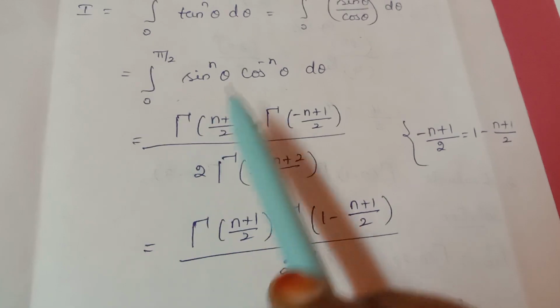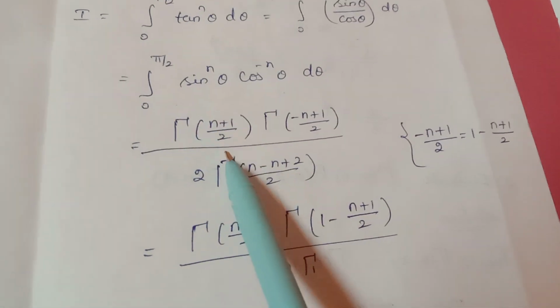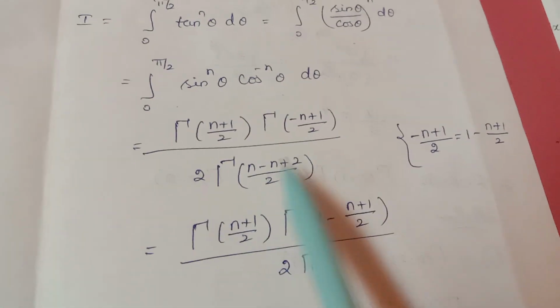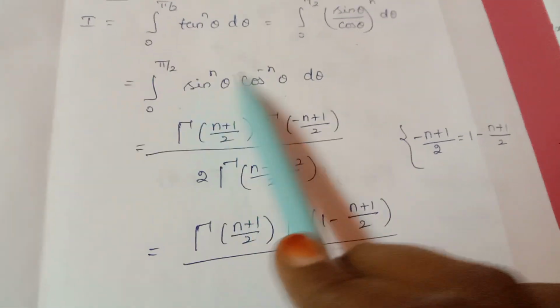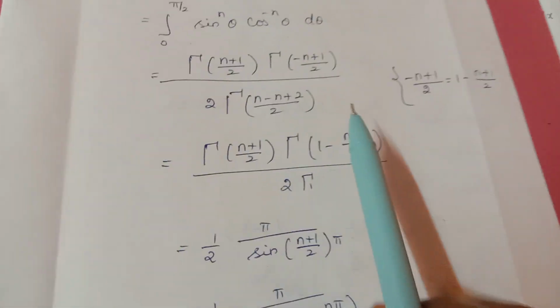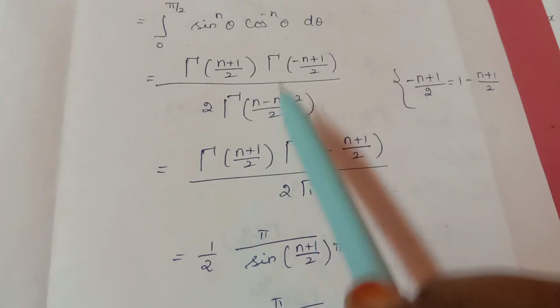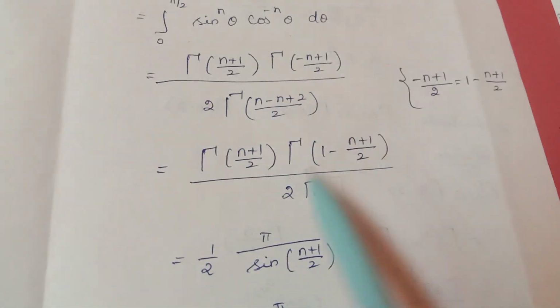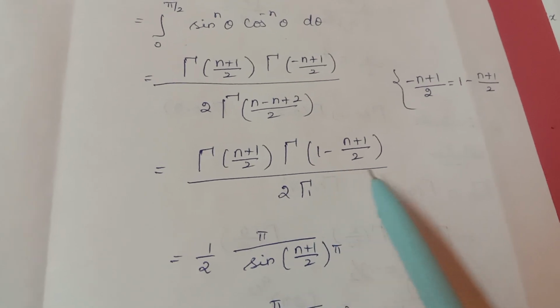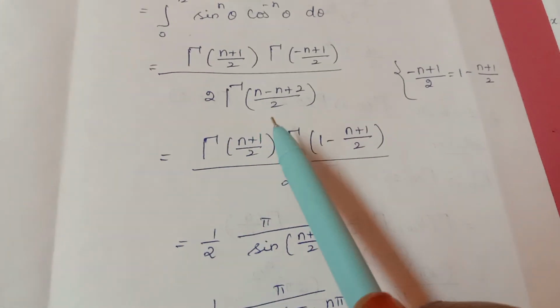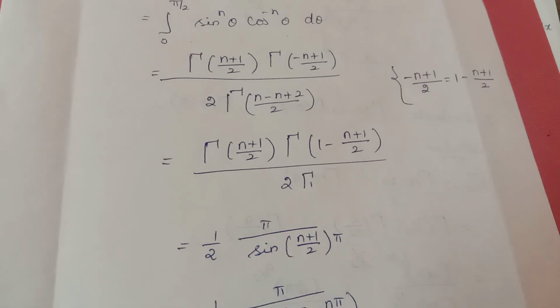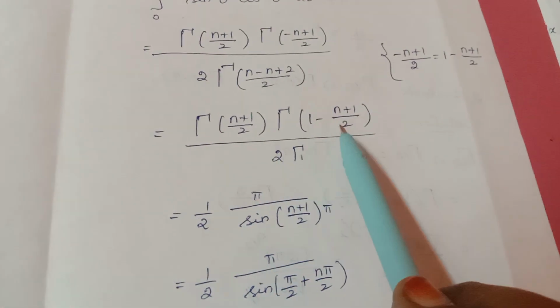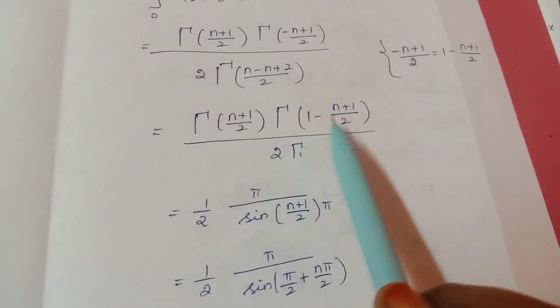So what's the formula for this one? Gamma of n plus 1 by 2 into gamma of minus n plus 1 by 2 by gamma of n minus n plus 2 by 2. Okay, so gamma of n plus 2, this I am rewriting it as 1 minus n plus 1 by 2, because for applying the value I am rewriting it. In the denominator it is simply 2 into gamma of 1, so it is going to be 1 alone. Now for the numerator it is like gamma of n into gamma of 1 minus n, no?